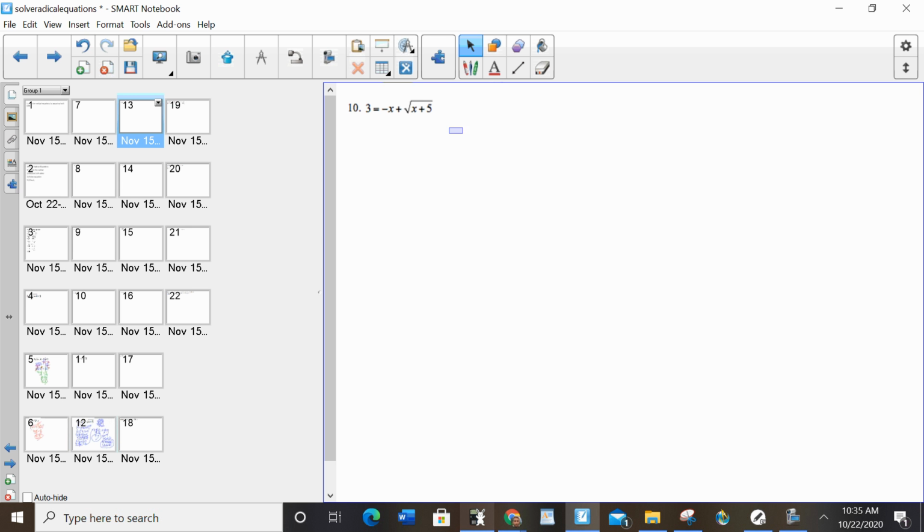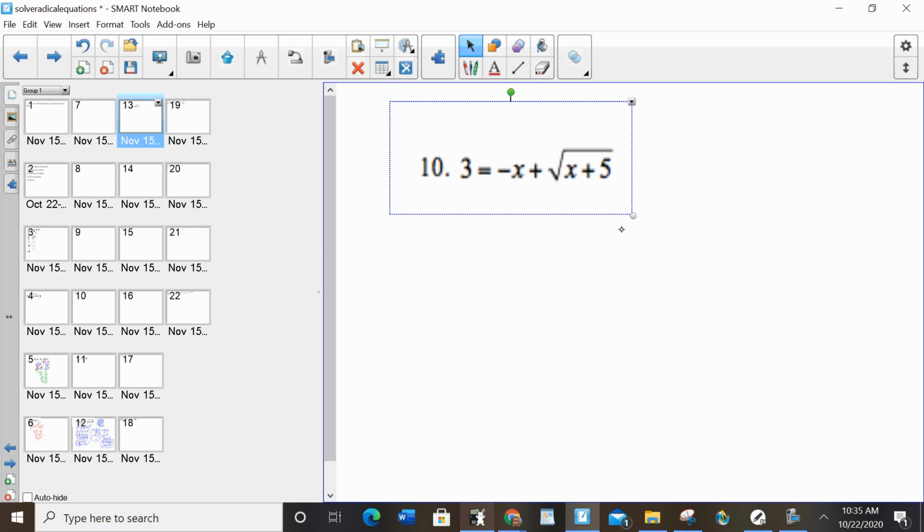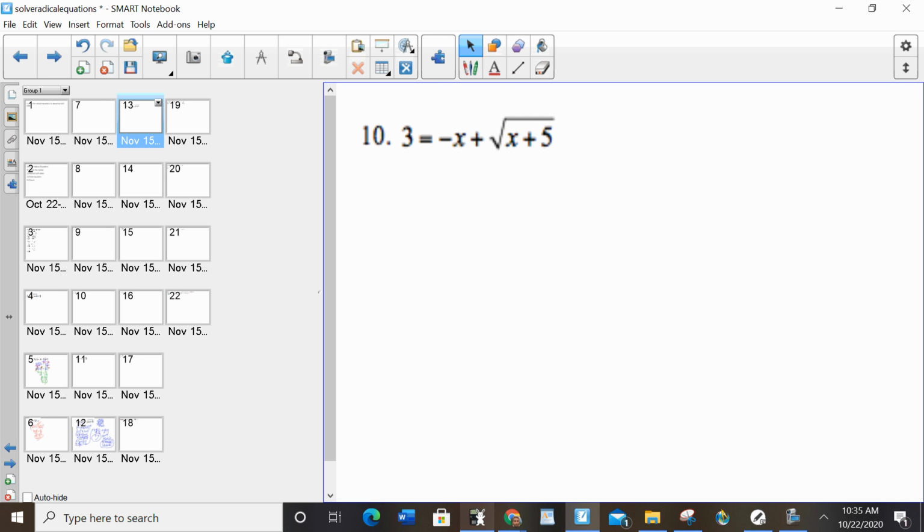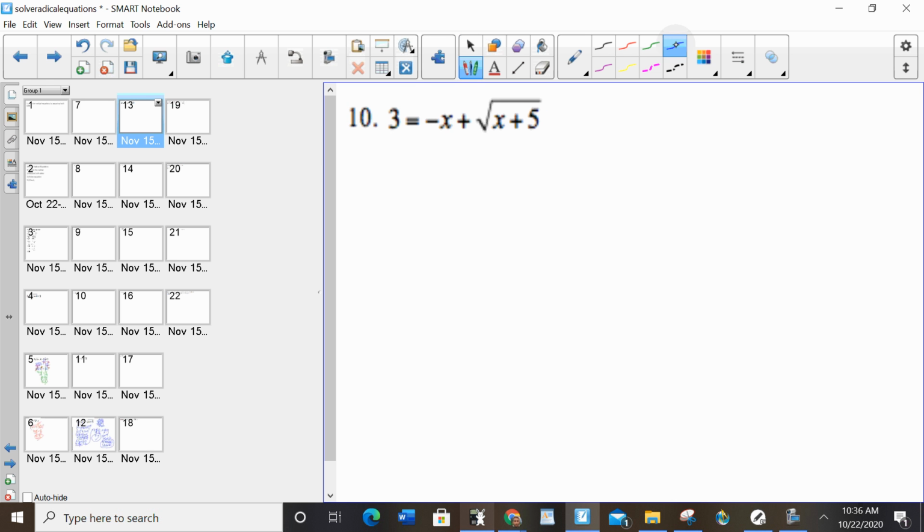Number 10 is pretty much the same exact thing. Let's go through it together, but we'll go through it slow. So, first step is to isolate the radical. Is the radical isolated? No. I want you to isolate the radical right now on your own. That should take about 10 seconds.